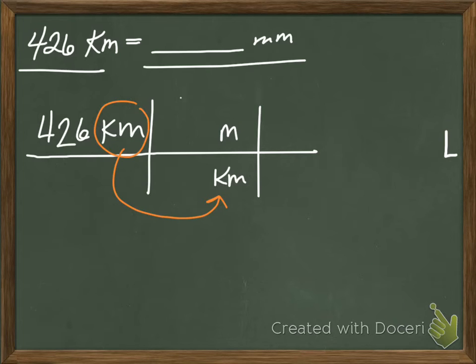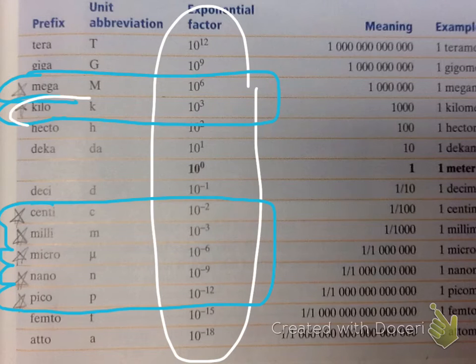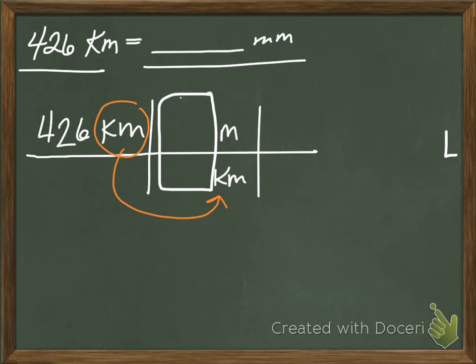So what we need to put in here for numbers is the exponential relationship between kilometers and meters. And that's where you're going to go back to this chart, and you're going to look at kilo. And a kilometer is 10 to the third meters. 1 kilometer is 10 to the third meters. The power of 10 always goes with the base unit.